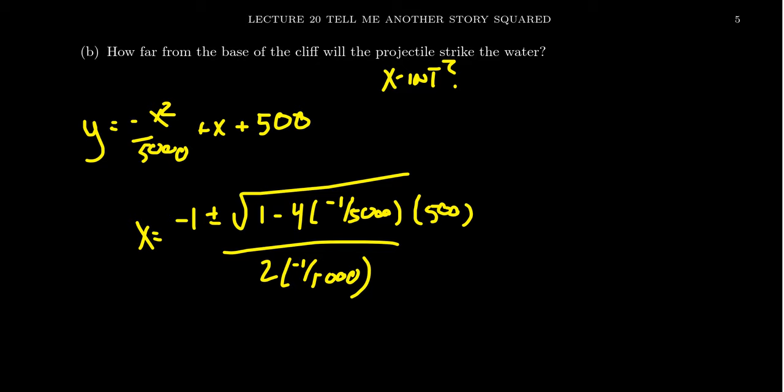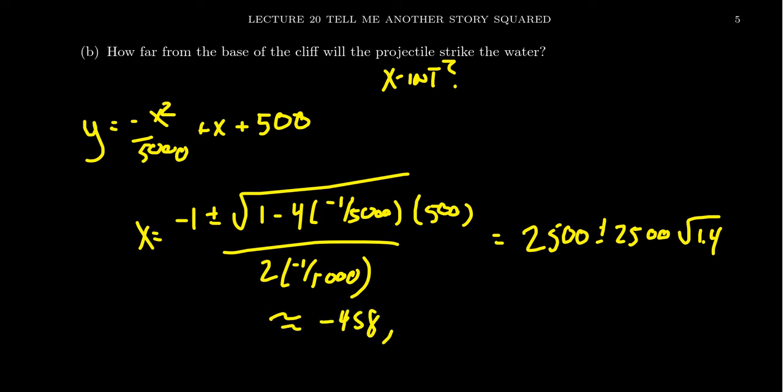If we simplify this, we can get something like 2,500 plus or minus 2,500 times 1.4. Again, estimates are all we need here. We don't need an exact value. This would give us negative 458, 5,458. Now, this is one of the reasons why we should think about domain in such a situation.